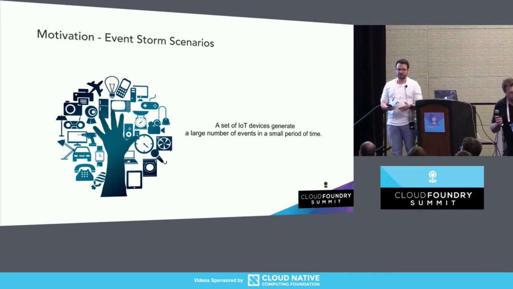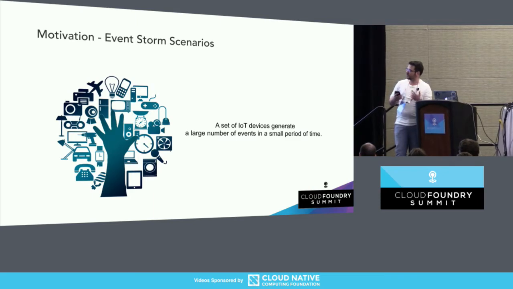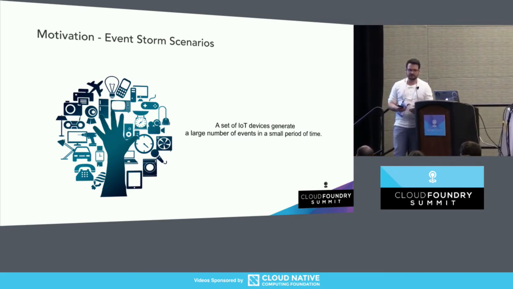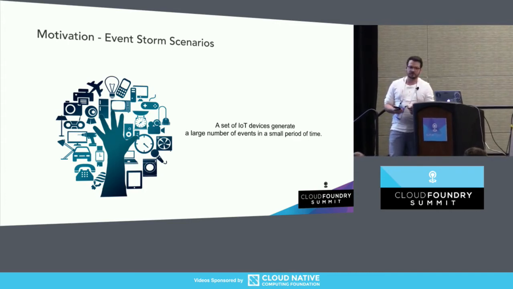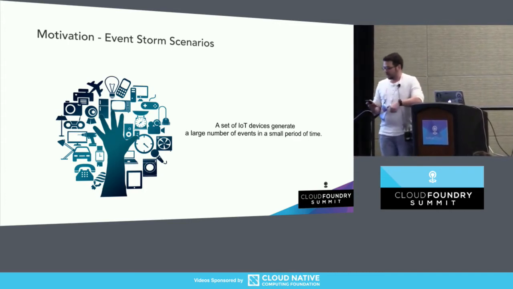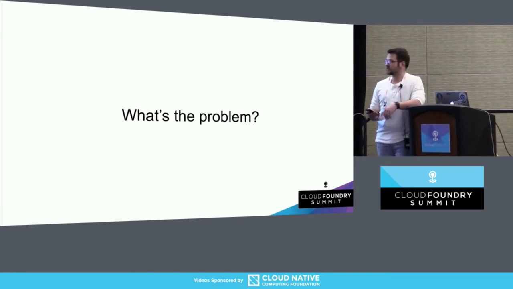An event storm scenario appears when a set of IoT devices or any other events source is generating a large number of events in a small period of time. And when you think about how many smart devices we have today, it could be the case that such a scenario appears, right? And what's the problem actually with an event storm scenario in case of serverless?